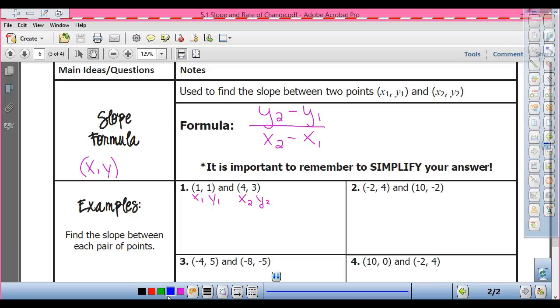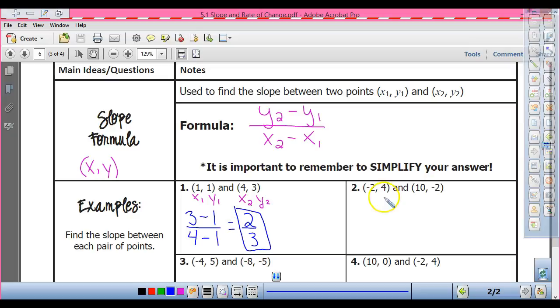Okay, now I can start plugging in my numbers to my formula. What is y2? 3. So we go 3 minus, what is y1? 1, over x2 is? 4. 4 minus x1 is? 1. So on top I have 3 minus 1 is? 2. Over 4 minus 1 is? 3. Can I reduce 2 over 3? No. So that, right there, is my answer. Okay, that was bad, right?